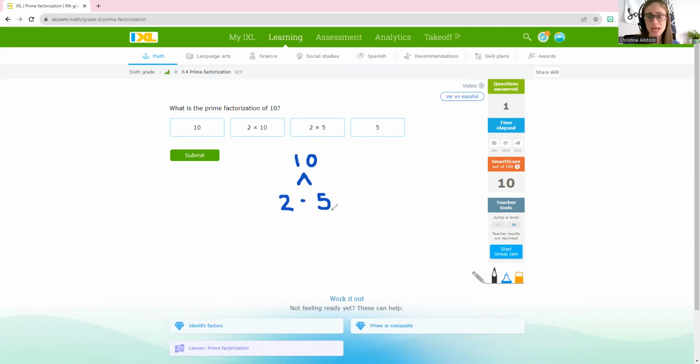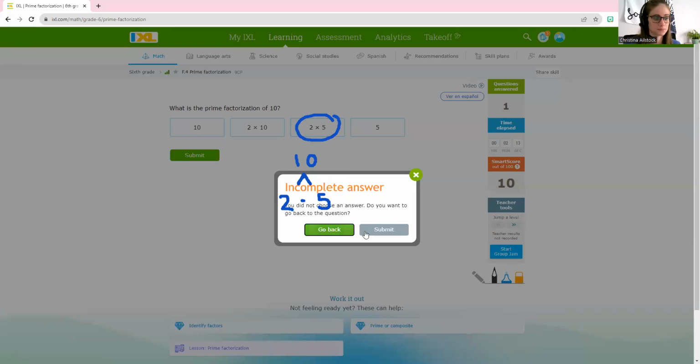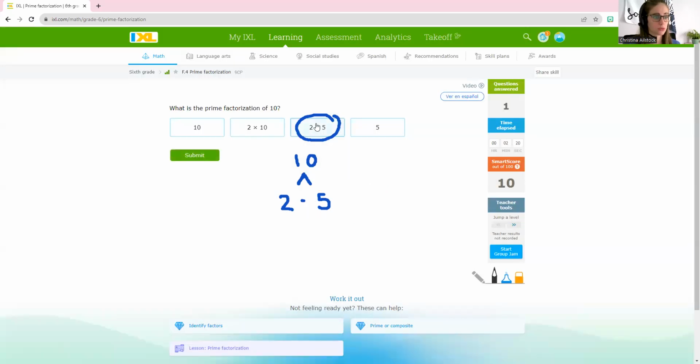Now you look at those numbers, and if they're prime, you're done. If we have a composite number, we're not done. Well, 2 is prime because the only thing that you can multiply to get 2 is 1 times itself. And 5 is also prime because the only thing we can multiply to get 5 is 1 and 5. So another quick one: 2 times 5 is our prime factorization. I forgot to actually click it, which is really good, because if you ever forget to answer, it will remind you to save you before you get it wrong.